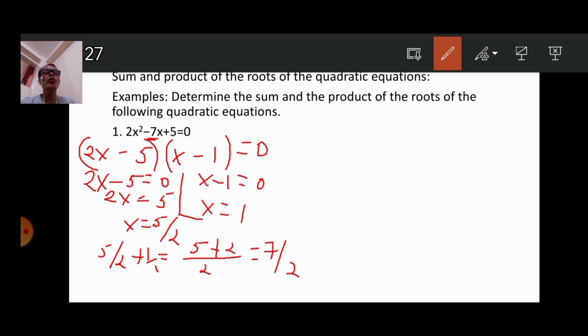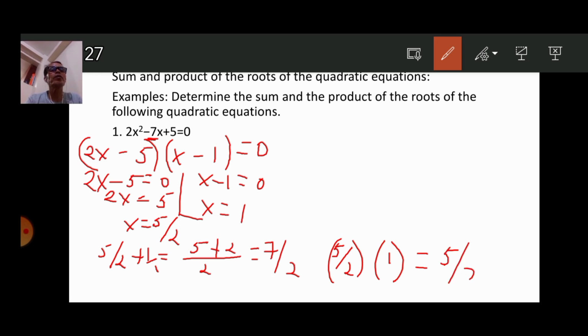Now, if you are going to multiply 5 over 2 times 1, you will have 5 over 2.